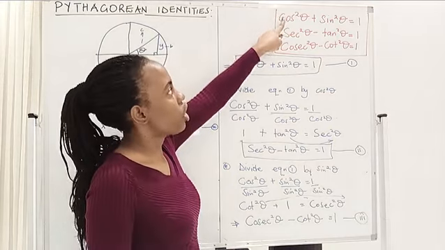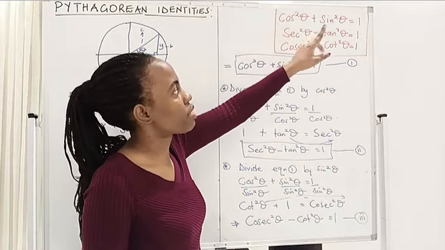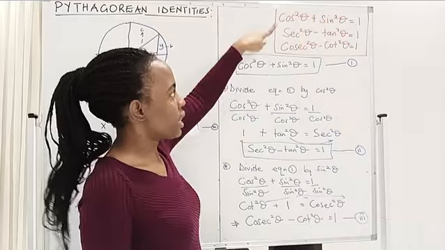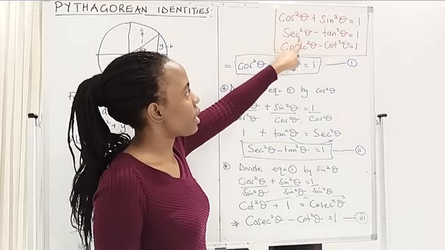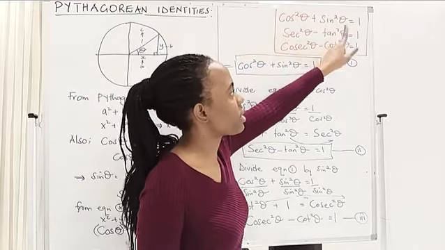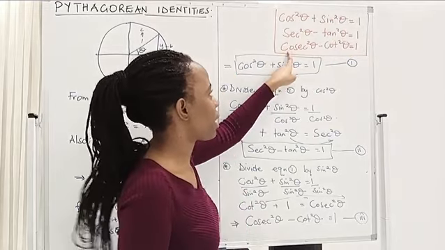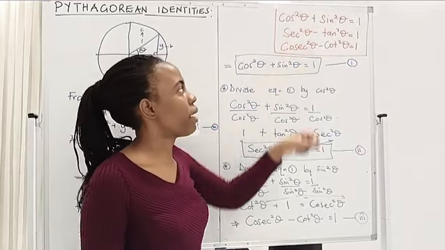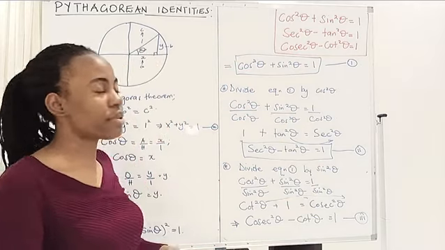So these are the identities. The first one is cos squared theta plus sine squared theta is equal to 1. The second one is sec squared theta minus tan squared theta is equal to 1. And the third one is cosec squared theta minus cot squared theta is equal to 1.